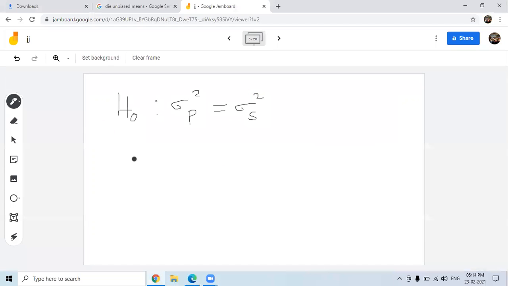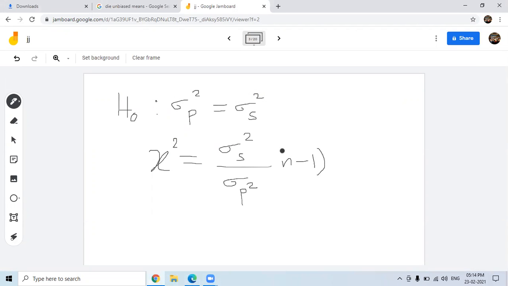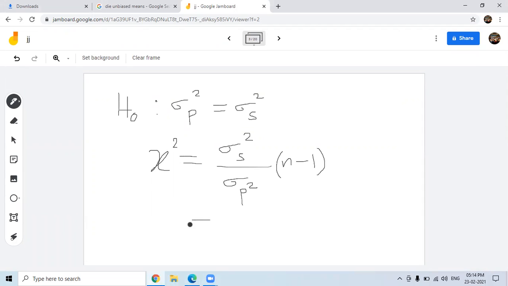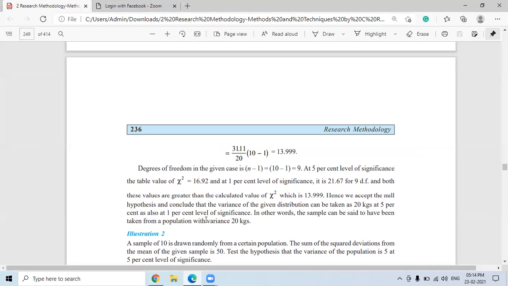Then you have to apply the chi-square value. So chi-square is equal to, this is the equation, sigma S square divided by sigma P square into n minus 1. So what is sigma S square? That is 31.11. So that is equal to 31.11 divided by sigma P square, that is 20, that is given.